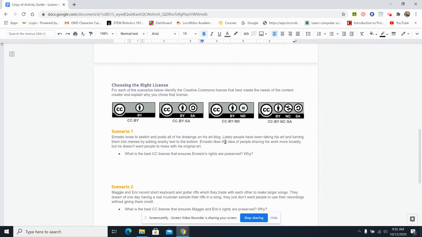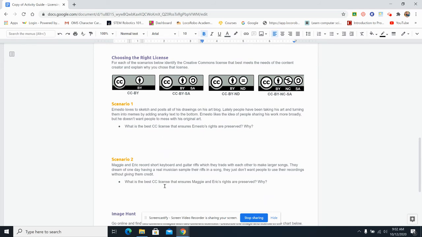Anyway, so choosing the right license. For each of the scenarios below, identify the Creative Commons license that best meets the needs of the content creator and explain why you chose this. Now, for this, you're going to be asked to evaluate each of the four provided licenses, which of them is the least restrictive, but still addresses the concerns and needs of the content creator.